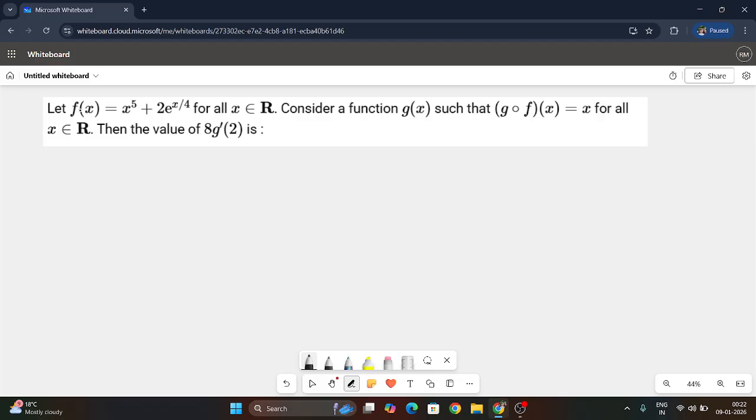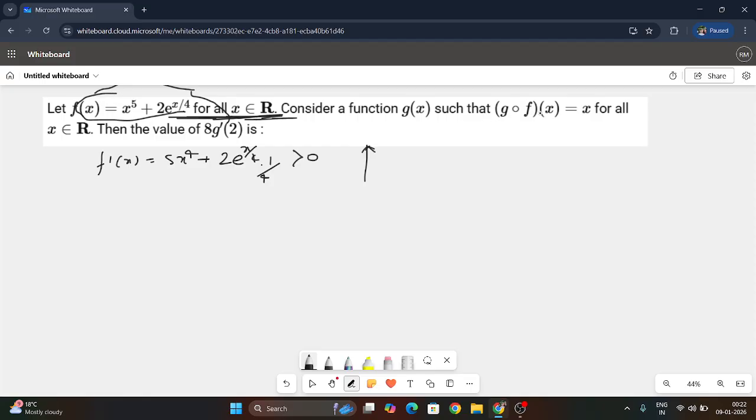Now if you find f'(x), that's going to be f'(x) is equal to 5x^4 + 2e^(x/4) into 1/4. Okay, so all these things are positive, so overall this is going to be greater than 0. It means this is a strictly increasing function. If this function is strictly increasing, it is one-one and onto, and if the function is one-one and onto, it means we can find the inverse of this function.